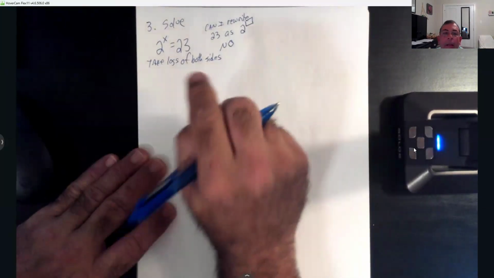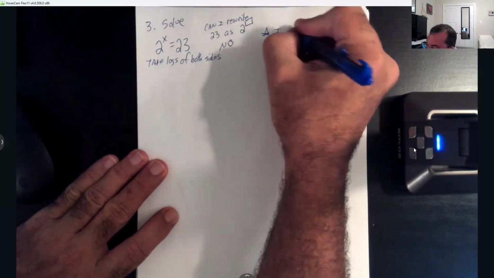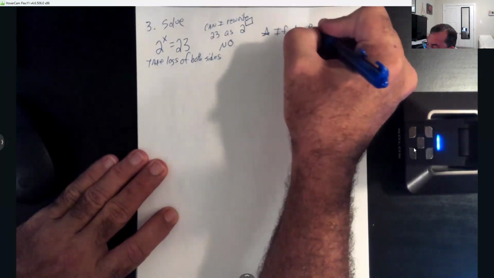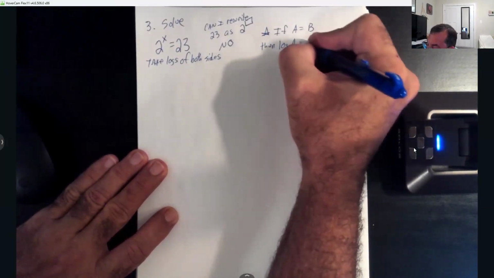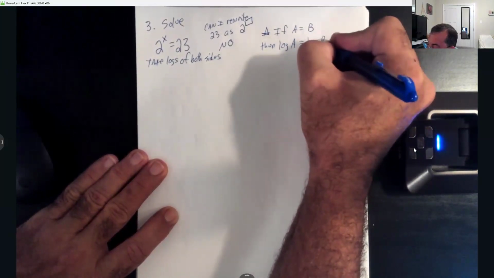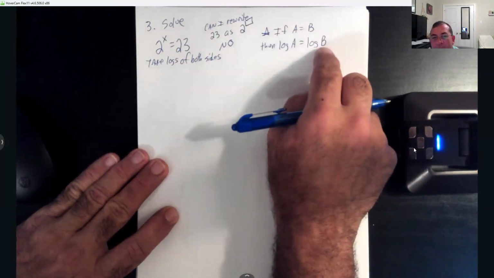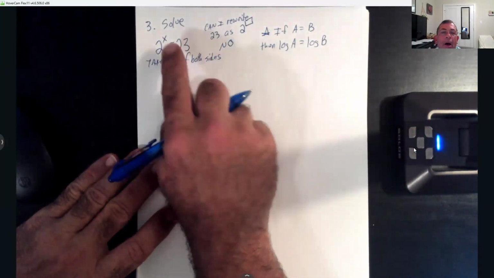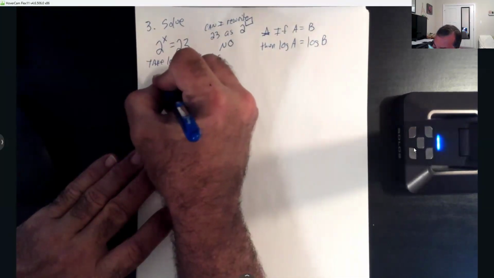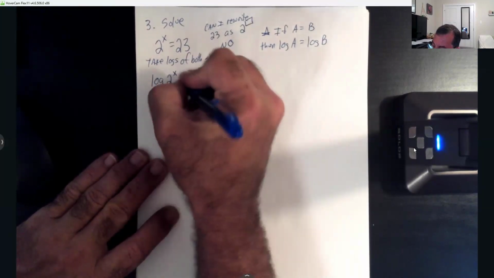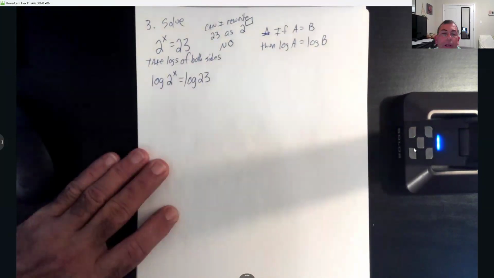And y'all, that goes back to the property: if A equals B, then the log of A equals the log of B. Basically, what I do to one side, I got to do to the other. So if I take the logs of this side, I got to take the log of that side. So I get the log of 2 to the x equals a log of 23.